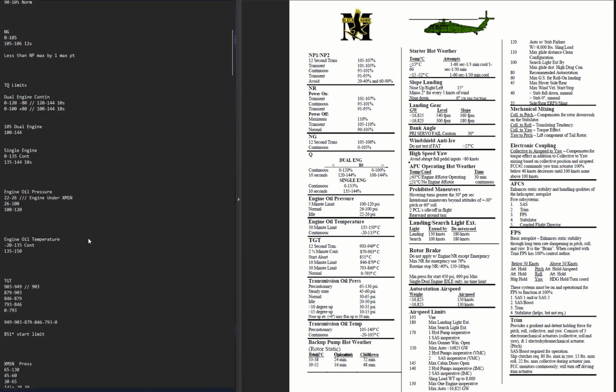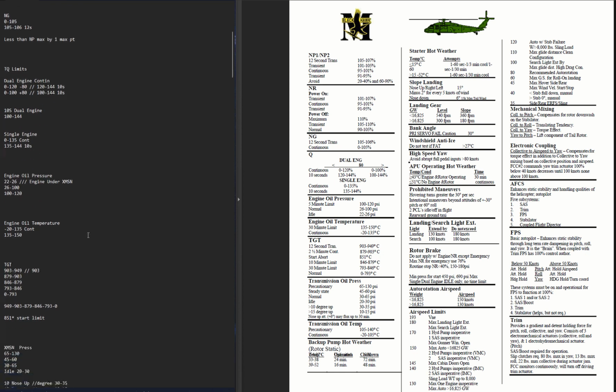All right, then heading into torque limits. So your dual engine continuous is going to be different between under 80 knots and over 80 knots. For under 80 knots for dual engine, it is 0 to 120. Over 80 knots is 0 to 100. And then your 10-second transient is going to be 120 to 144 underneath, and that's going to be a 10-second limit, and 100 to 144 over. And that's also a 10-second limit.